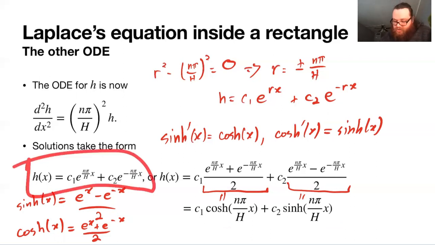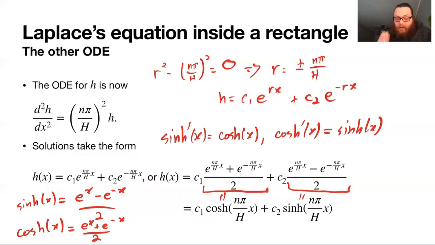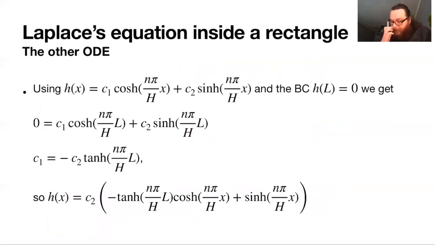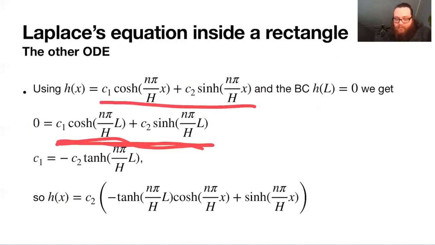Great, so we have our solution, this or this, and then the question is what are these coefficients, given that one piece of boundary information we have for this ODE? Recall the boundary condition for H was that it was 0. So we know what the solution looks like, and we have this boundary information, so let's plug the boundary information in and see what pops out. H of L is equal to 0, where we're plugging in L here.